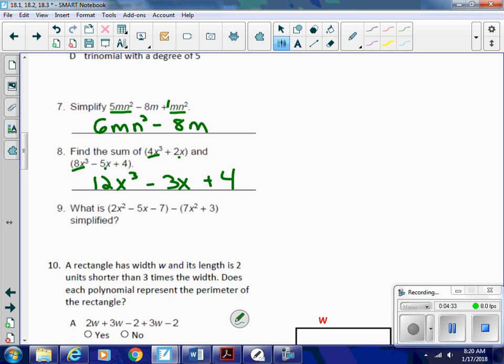Number 9, we're going to now subtract. Remember, we like to turn subtraction into addition of the opposite for everything after the new addition sign. So now let's combine. So 2x squared plus negative 7x squared is minus 5x squared. Minus 5x is all by itself. Negative 7 plus negative 3 is negative 10.